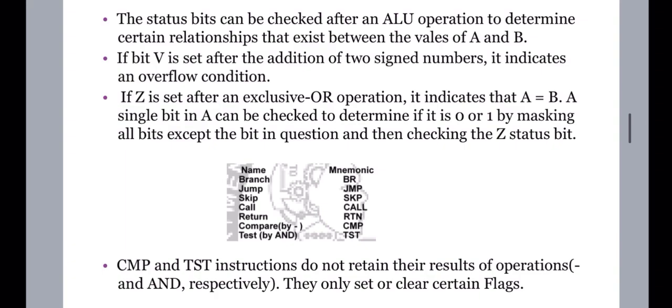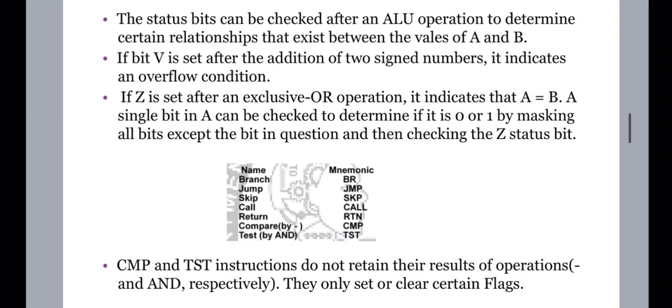The status bits can be checked after an ALU operation to determine certain relationships that exist between the values of A and B. If bit V is set after the addition of 2 signed numbers, it indicates an overflow condition. If Z is set after an exclusive OR operation, it indicates that A equals B. A single bit in A can be checked to determine if it is 0 or 1 by masking all bits except the bit in question and then checking the Z status bit.